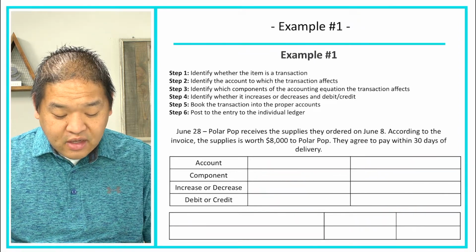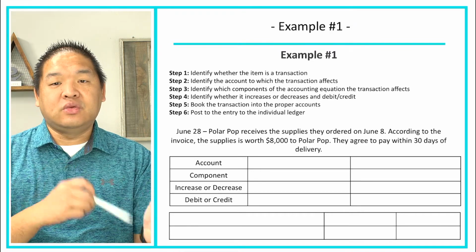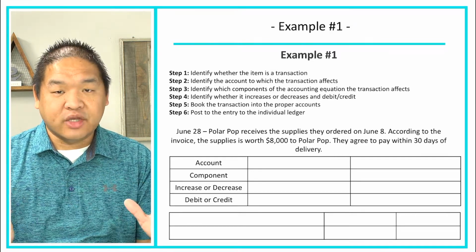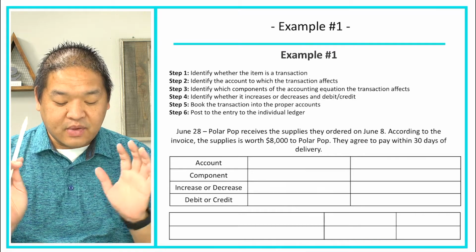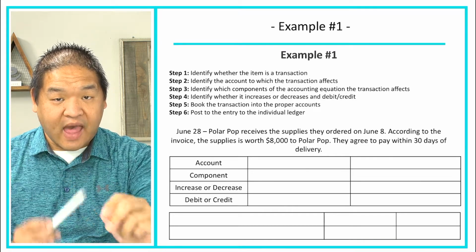All right, last one here. Polar Pop received the supplies that they ordered on June 8th. On June 8th, we didn't make any journal entries at all because it was a promise, but now we received it. So an exchange has happened.